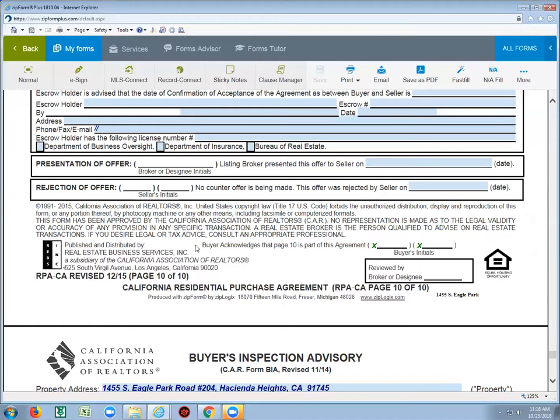So if you have any doubt, right after the escrow opens, you want to see this. They see this presentation of offer. Whose initial is this? Listing broker. To this offer, on which date did you ever present it? This is the initial by the listing agent, or listing broker. If you reject it, it's initialed by the seller and dated.